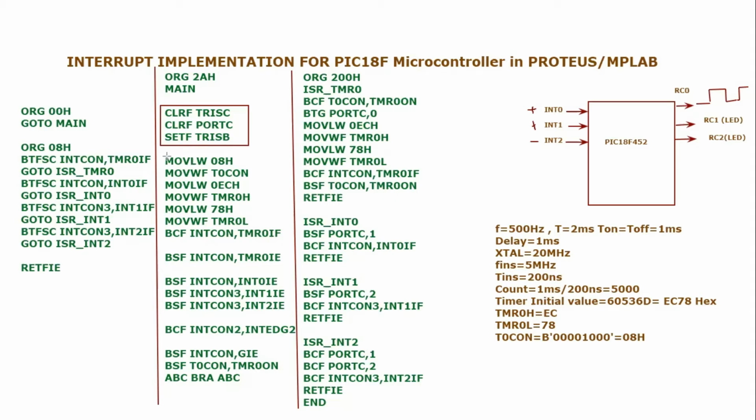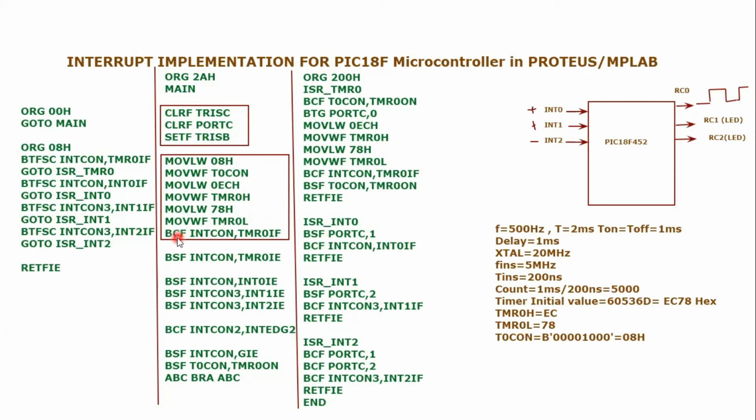Okay. And next, we are integrating the timer values that we have calculated earlier. Here we have performed various calculations. So MOVLW 08 hex, and we move it to timer 0 control with MOVWF T0CON. That means we are feeding this 08 hex into timer 0 control. Then MOVLW 0xEC, MOVWF TMR0H. That means we are feeding EC into timer 0H. Similarly, MOVLW 78 hex and MOVWF TMR0L. That means we are feeding 78 into timer 0 lower byte.